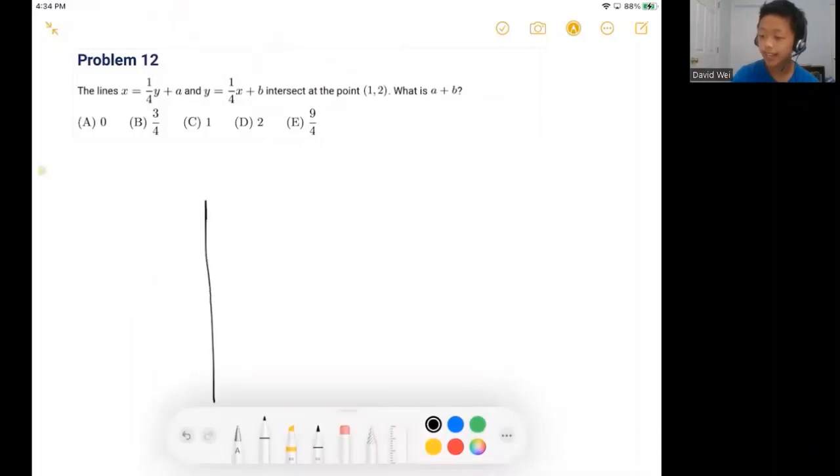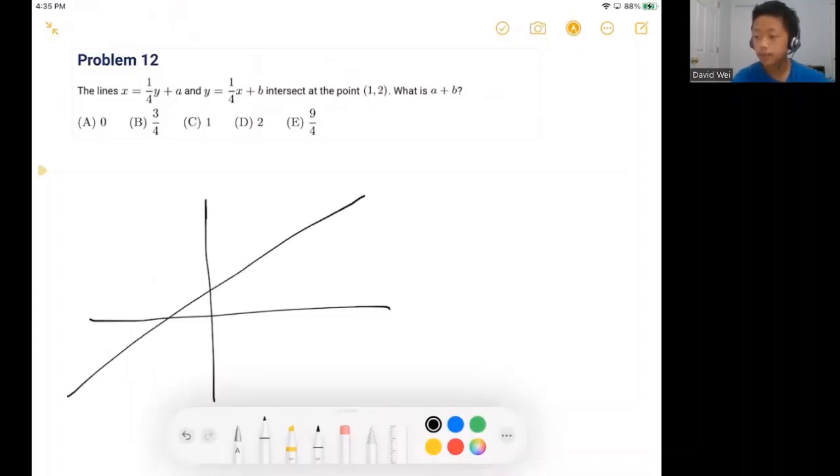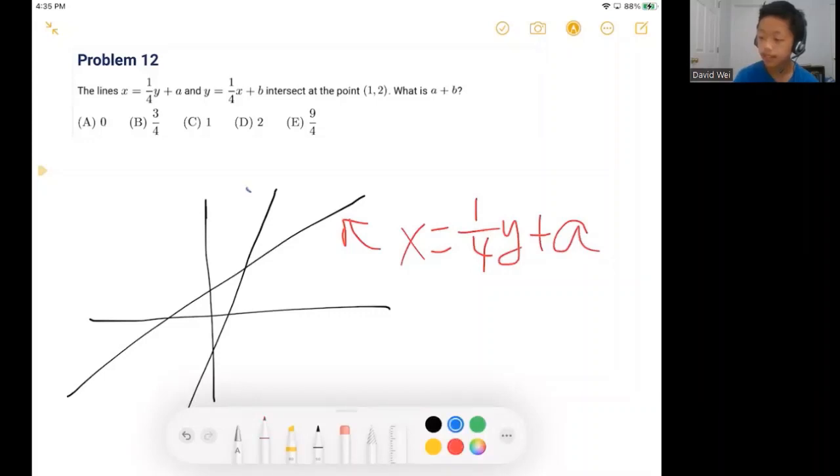What this question is saying is that you have two lines, and if you graph them, the first line, x equals 1/4 y plus a, would give you some line that looks like this, maybe. And then y equals 1/4 x plus b, if you graph that, would give you some line that looks like this. So if you draw out the two lines, this one represents x equals 1/4 y plus a, and this one represents y equals 1/4 x plus b. They intersect at this one point, (1, 2).